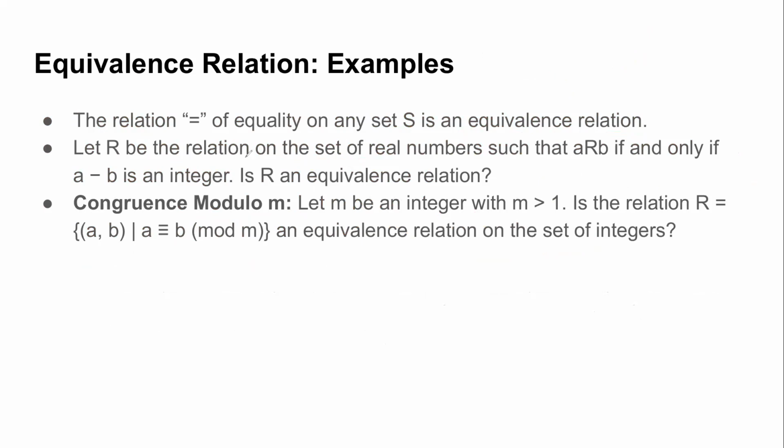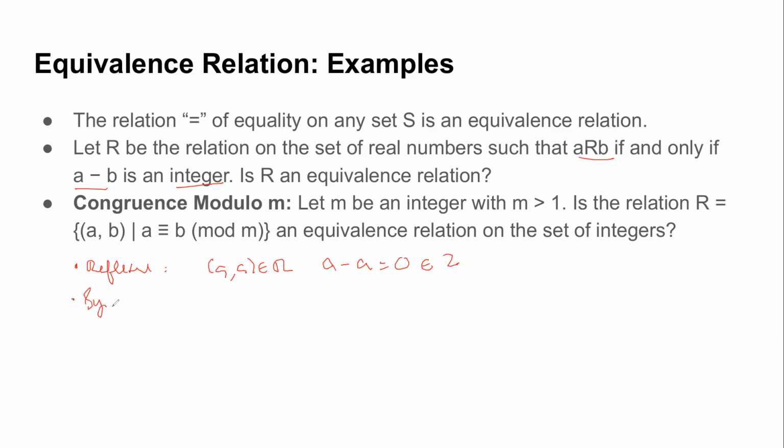So suppose R is a relation on the set of real numbers such that A is related to B only if A minus B is an integer. Okay, now is this an equivalence relation? Let us try to quickly argue it. First let us see reflexive. We have (A, A) should belong to R, that is A minus A, which is 0, is an integer, which is true, right?